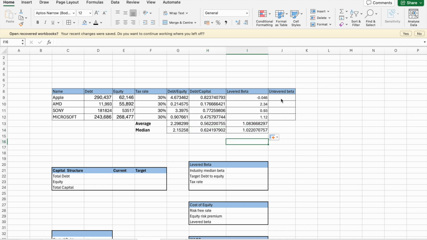Here you go. Now it's time to get the unlevered beta. So we will get our unlevered beta using the formula. Simply, it should be the levered beta divided by the 1.